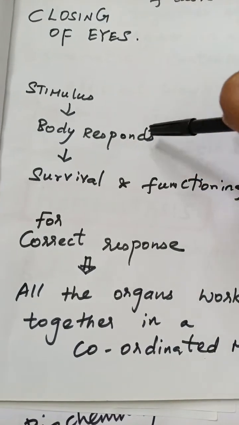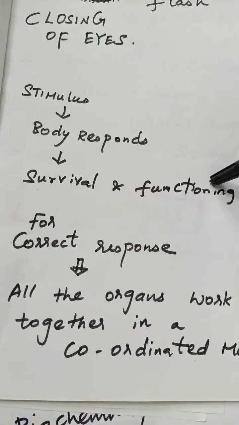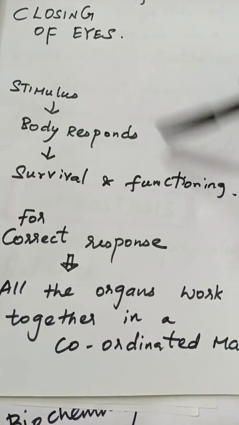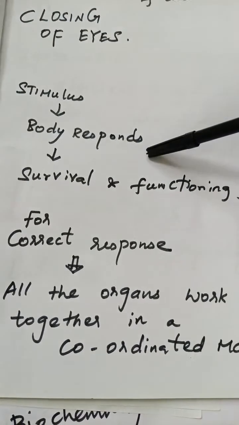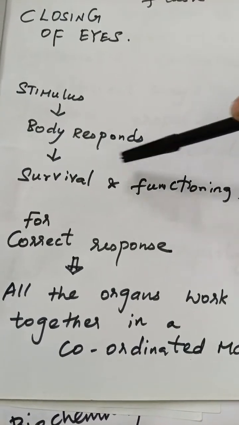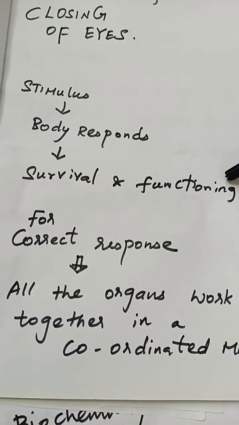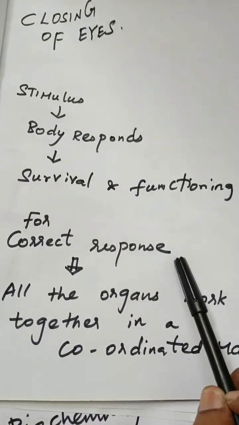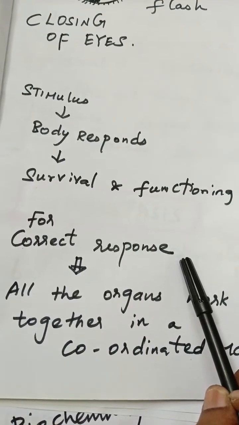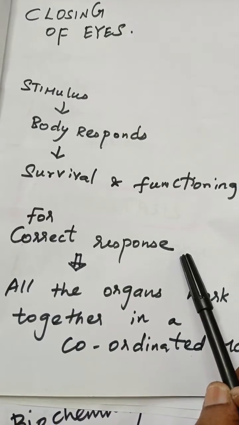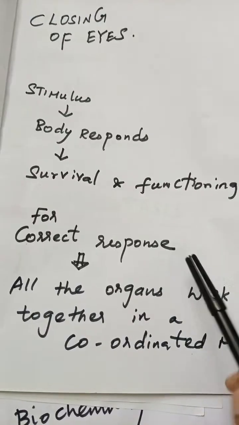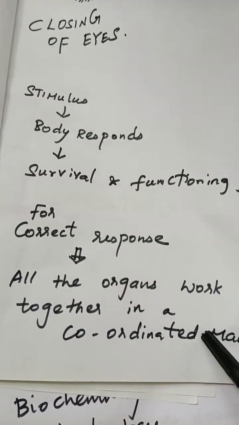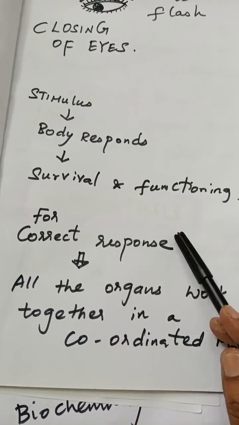Its body parts will respond, and accordingly the living organism will survive and function. So that's the stimulus I have given you, the body response, and the survival and functioning. For a correct response, a particular organism should show correct response, which means the organs need to work together in a coordinated manner. So that is the correct response.